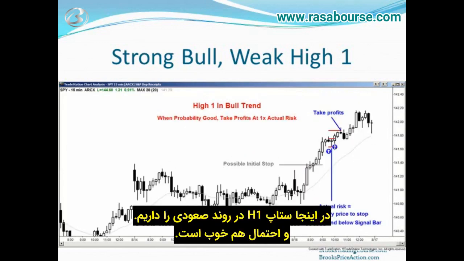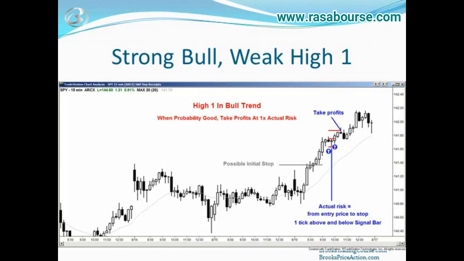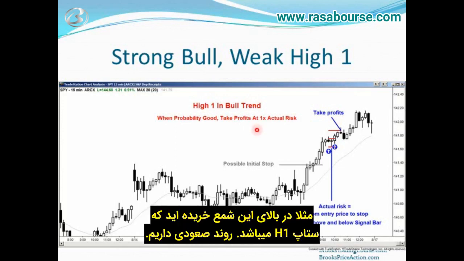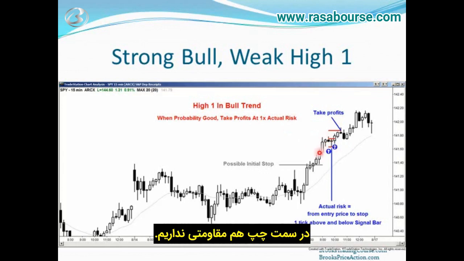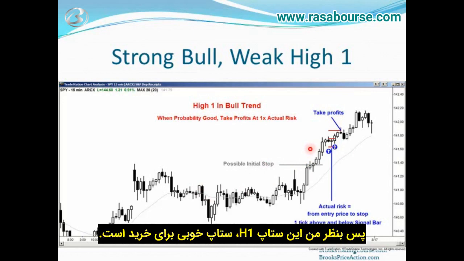Here's a high one in a bull trend, and the probability is good. And when the probability is good, you can exit at 1 times your actual risk. Let's say you bought above this bar, right? It's a high one, a bull trend, no obvious resistance to the left. There might be some measured move targets up there, but I don't see any really strong obvious resistance like a trend line or a trend channel line. So to me, that's a reasonable high one buy.